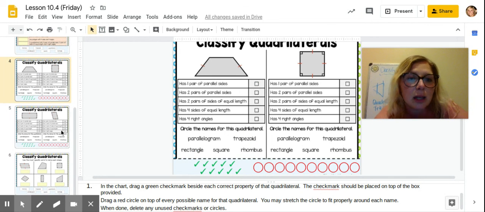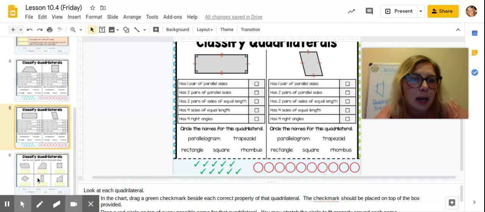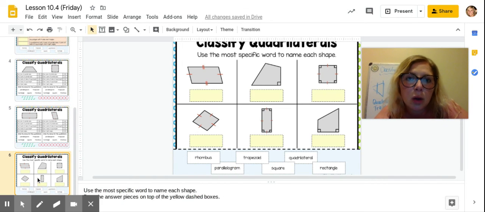Okay, slide 5 is the exact same way. And on slide 6, you are going to classify which kind of quadrilaterals each are. Use the most specific words to name each shape, and you're going to just drag them into the boxes.